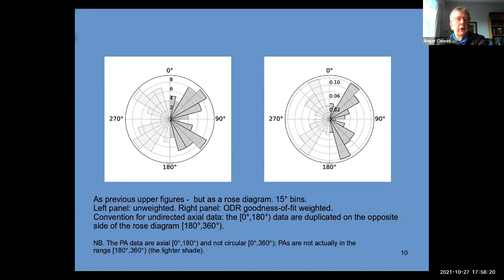So the shaded bit on the left is just because of a convention that you reproduce the data on the other side. And I think these rose diagrams show the bimodality of the distribution of position angles quite well.